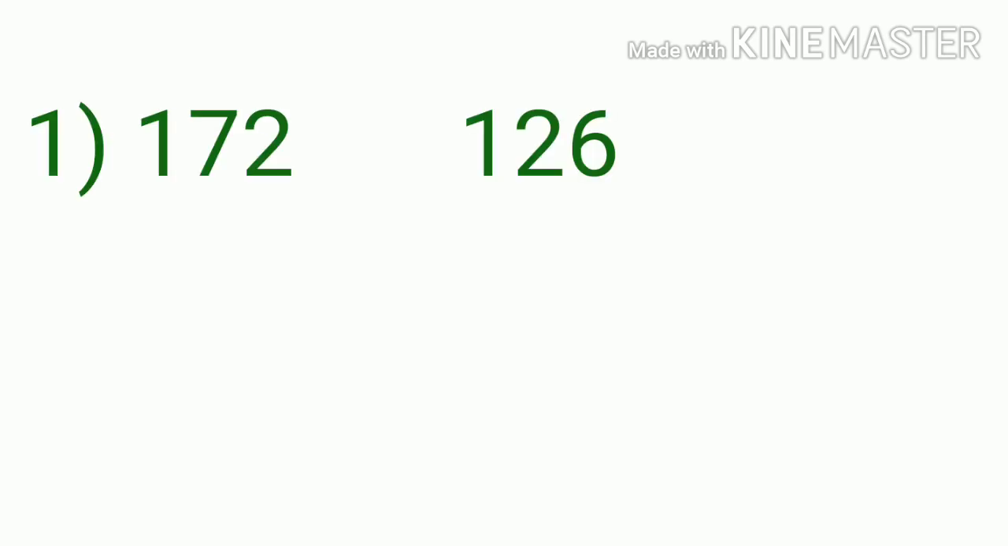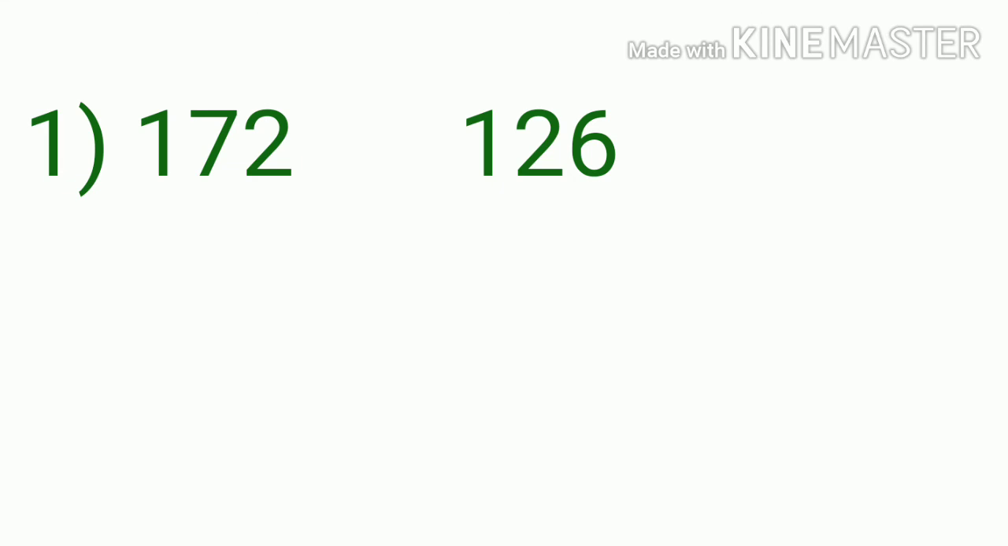Then we learned how to compare numbers. Let us solve some problems. The first one, 172 and 126. We have to compare these two numbers. First, let us count the number of digits. Here, these two numbers are 3-digit numbers. So, we can't compare these numbers on the basis of number of digits.